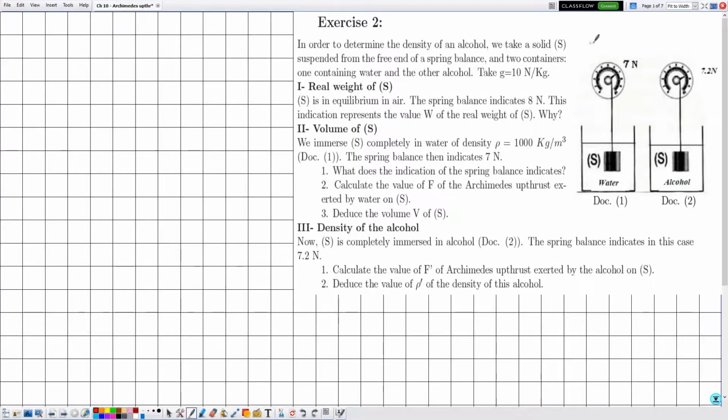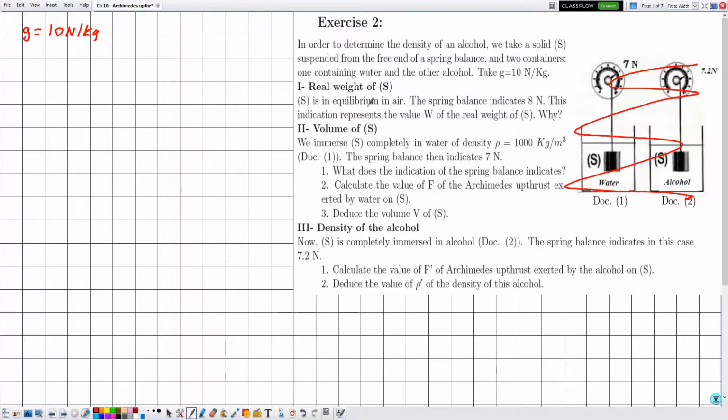So in order to determine the density of an alcohol, we take a solid S suspended from the free end of a spring balance and two containers, one containing water and the other alcohol. Take g equal to 10 newtons per kilogram, which means that we are performing this experiment on the surface of the Earth. Part 1, real weight of S. S is in equilibrium in air. Notice that until this moment they didn't mention anything about documents 1 and 2, so we are not allowed to use them.